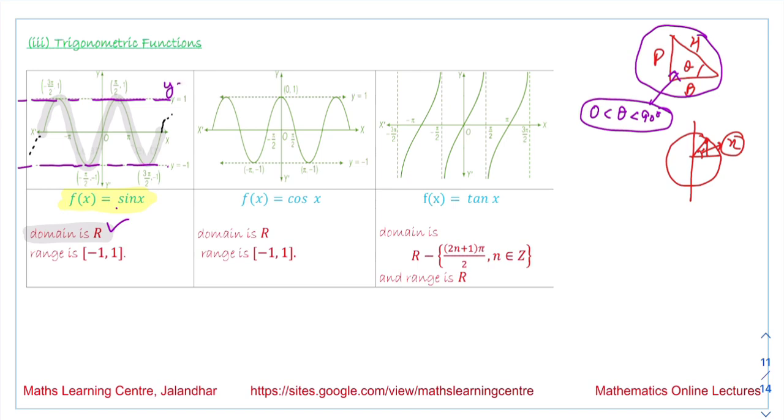So the maximum value it can have is y equal to 1, and the minimum value it can have is y equal to minus 1. So the range of this function is the closed interval minus 1 to 1.